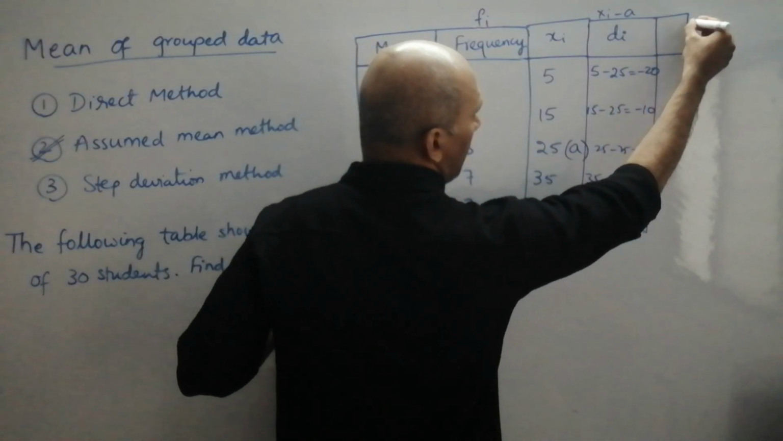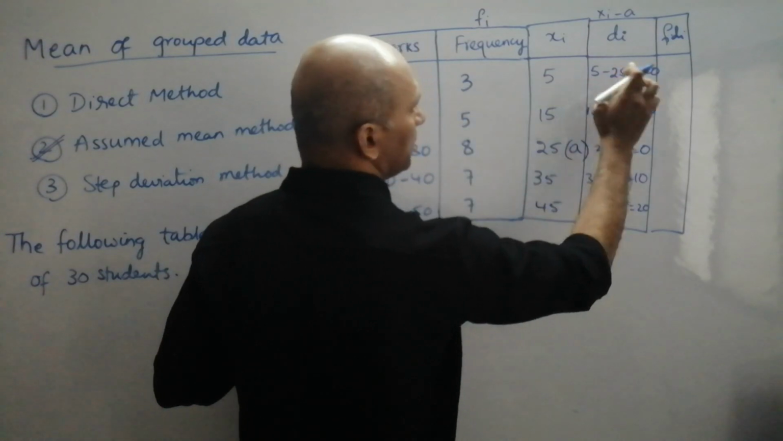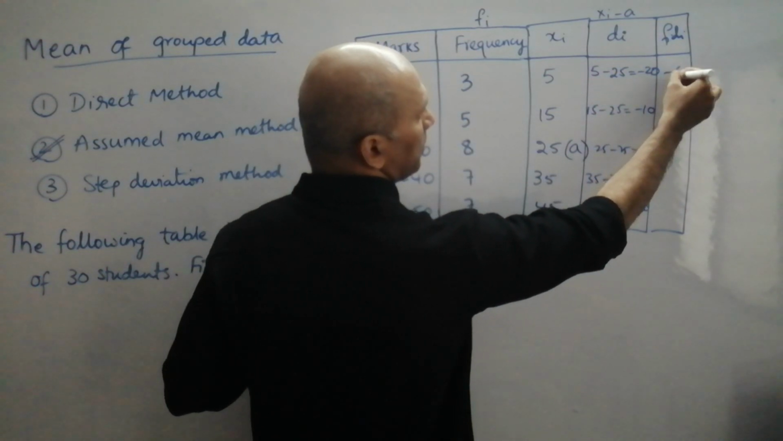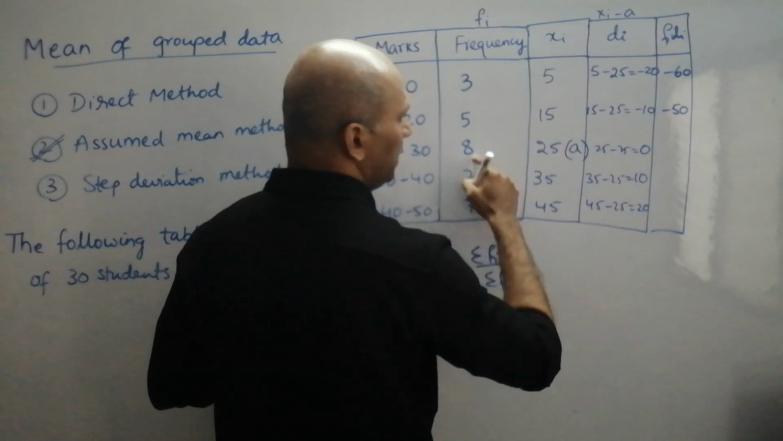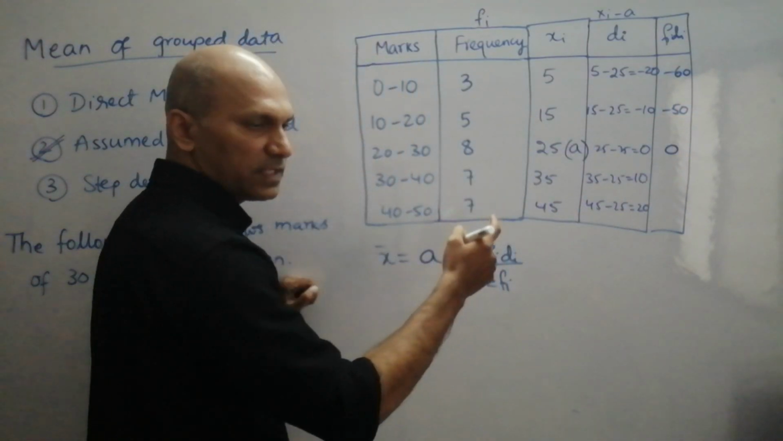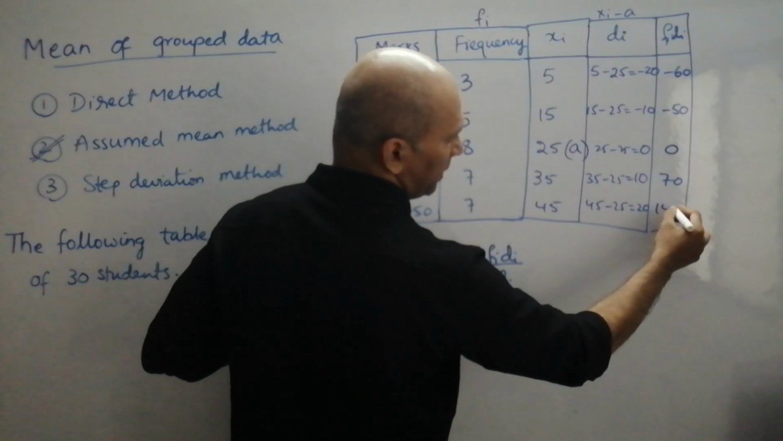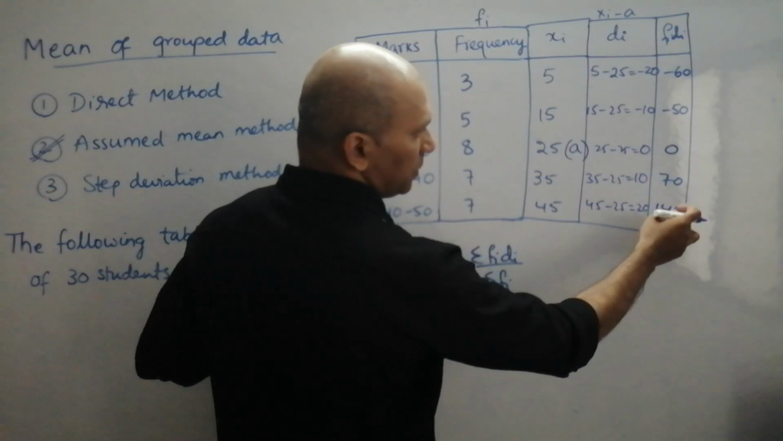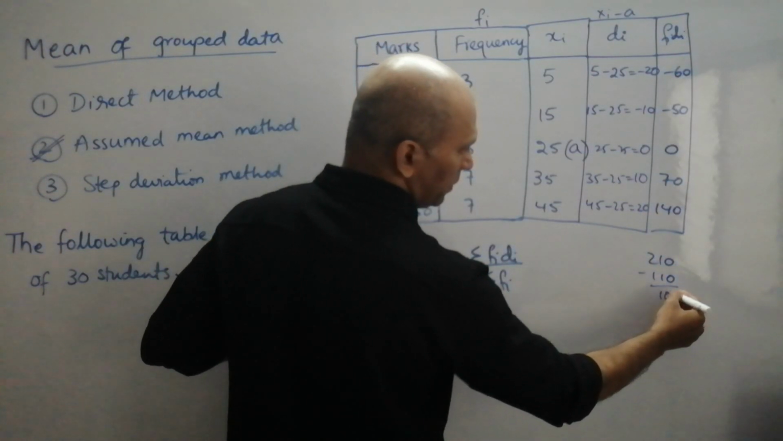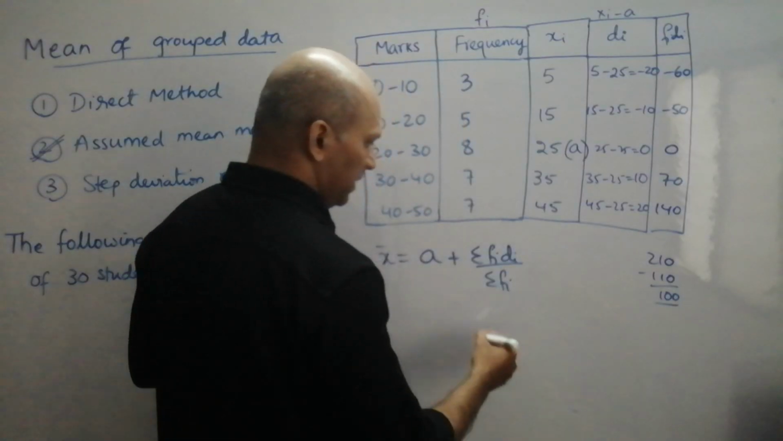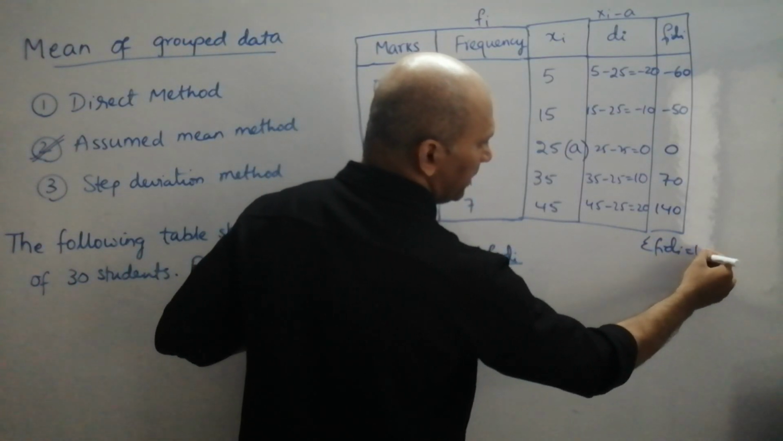So we need to multiply fi and di. 3 into minus 20 is minus 60. 5 into minus 10 is minus 50. 8 into 0 is 0. 7 into 10 is 70. 7 into 20 is 140. So this is 210 minus 110, which is plus 100. So sigma fi di is plus 100.